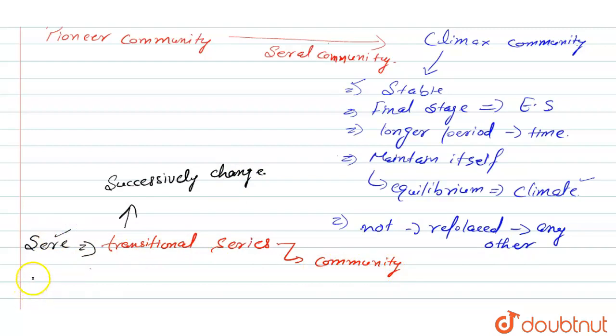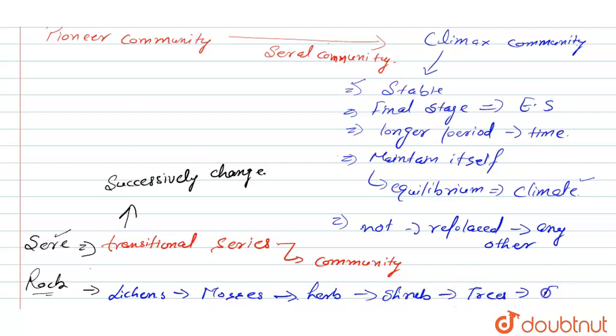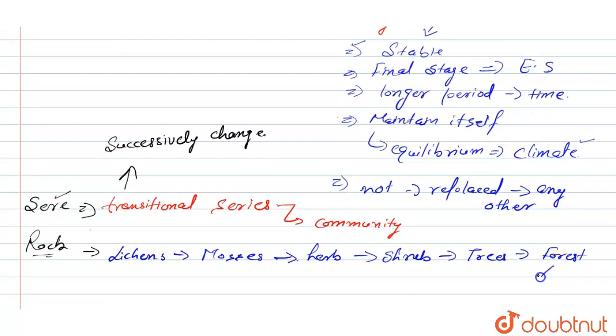For example, we can take the example of rock succession here. In rock succession, the first established community is the lichens, and after lichens the second community that comes is the mosses. Then after mosses, some herbs. Different communities establish themselves. After herbs, the shrubs come, then trees, after that forest, and then the establishment of the final stage called the climax community. So this entire series of communities that leads to the final stage is termed the sere.